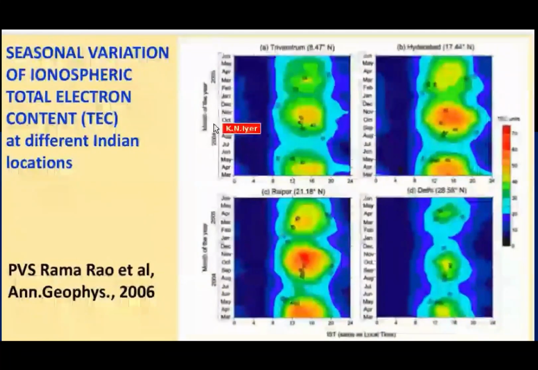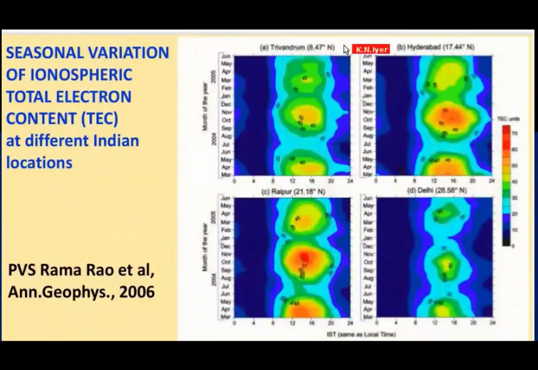This shows the same thing in a different way, in a sort of colorful way. All these maxima here are occurring during, these are also measurements taken from not one station, but many stations: Trivandrum, Hyderabad, Delhi, Rajpur, etc. They are all in the Indian low latitude region. These are the months, more than 1 year, 2004 and 2005 observations are put down here. These are the months, these are the local times. So this also shows the semi-annual variations.